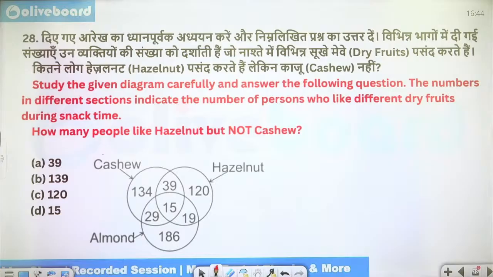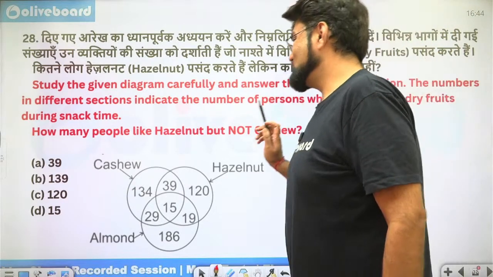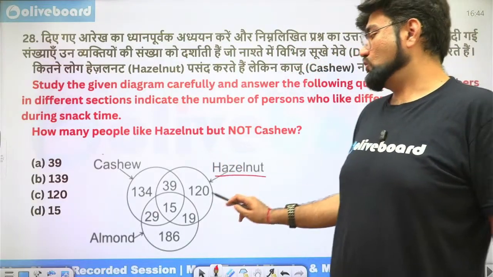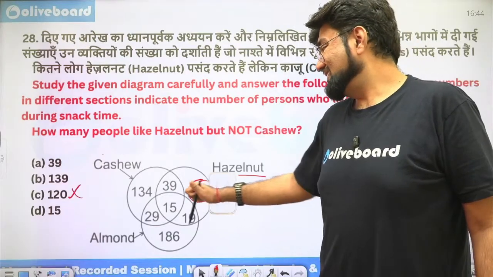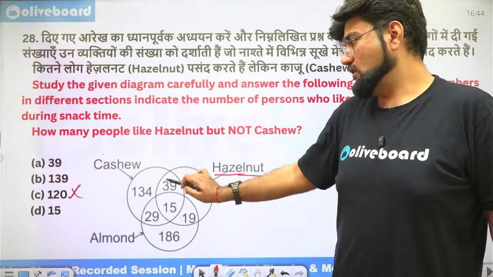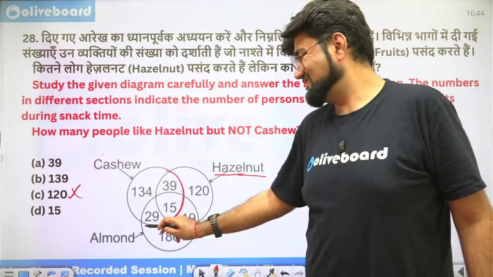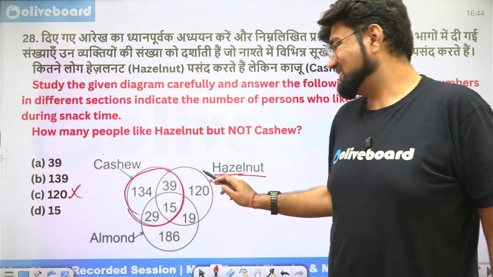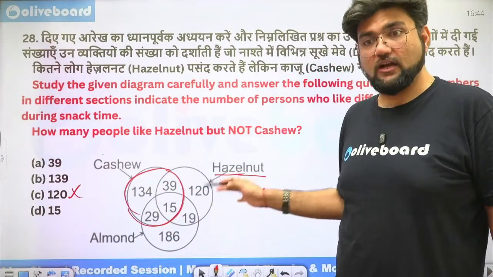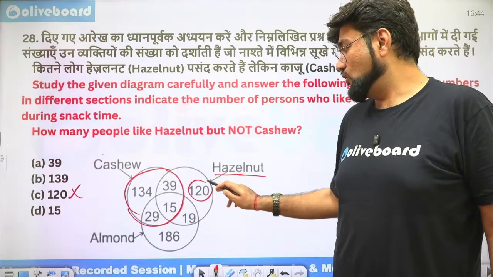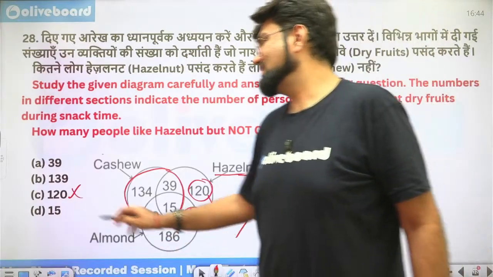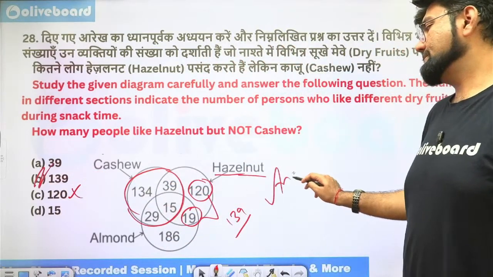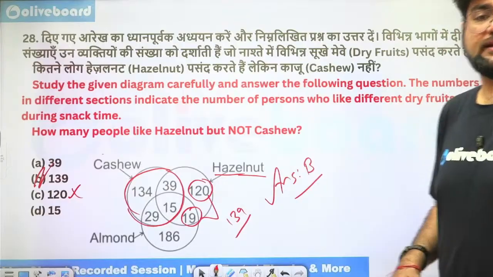Students who like hazelnut but not cashew. Again, they are not talking anything about almonds. So they should like hazelnut but not cashew. Lot of people in hurry, they mark 120 as answer, which is not true. See, they are liking hazelnut but not cashew. So it should not be a part of this circle. That's it. It can be a part of anything else. But of course, you have to like hazelnut also. So hazelnut alone and hazelnut almond, both will be calculated. So 139 is the correct answer. Okay. Be careful in what you are marking, right?